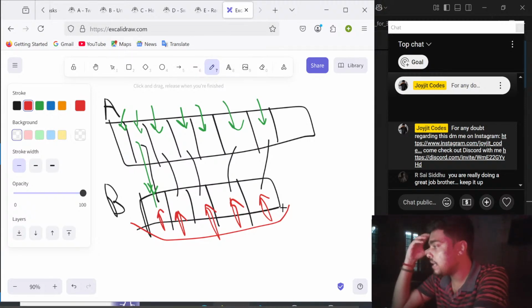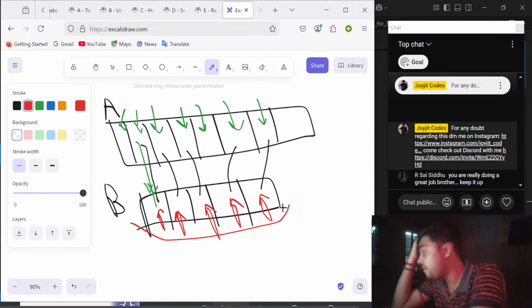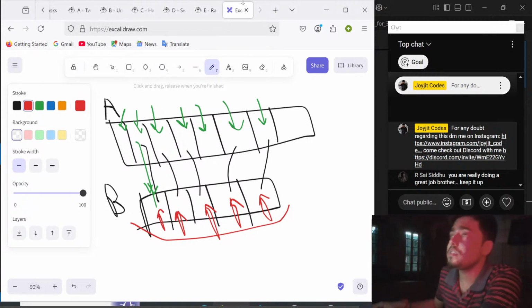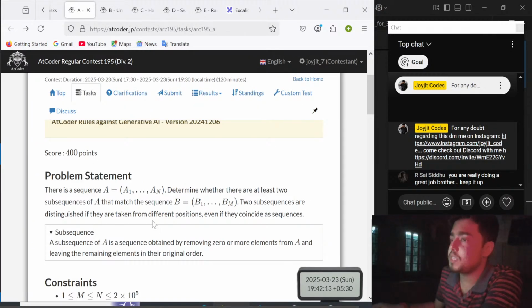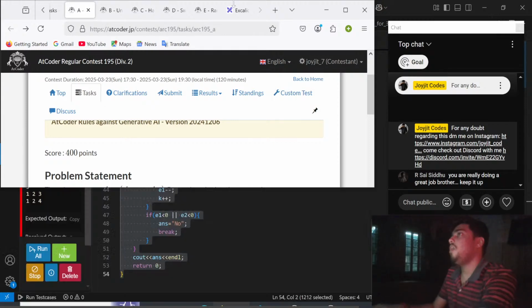So we can directly say that, okay, we are satisfied with the answer. This is what we wanted initially. Now this is only possible if there is only one case. That is, we have to find only one subsequence. But it is strictly given that you have to find two subsequences. Now how to find that?